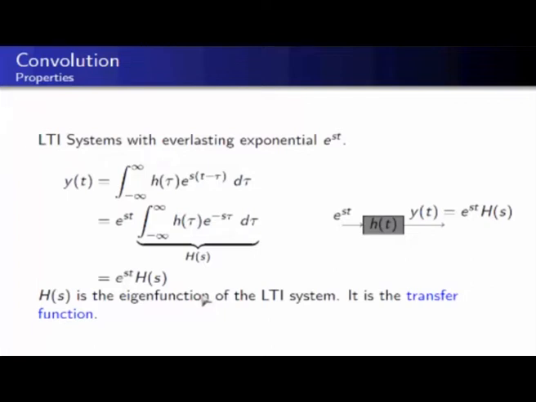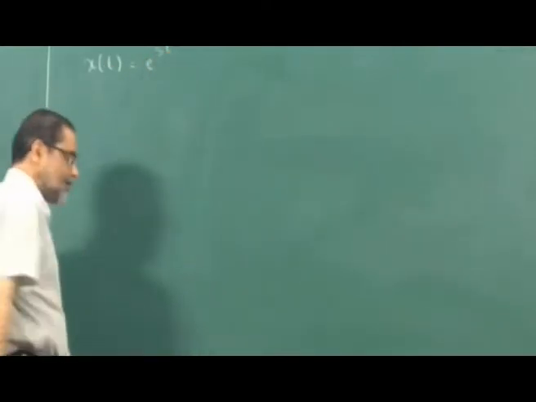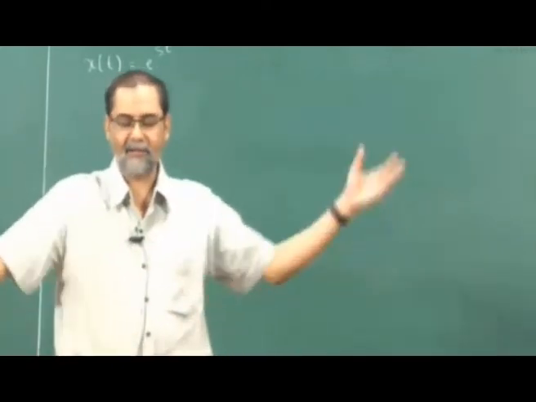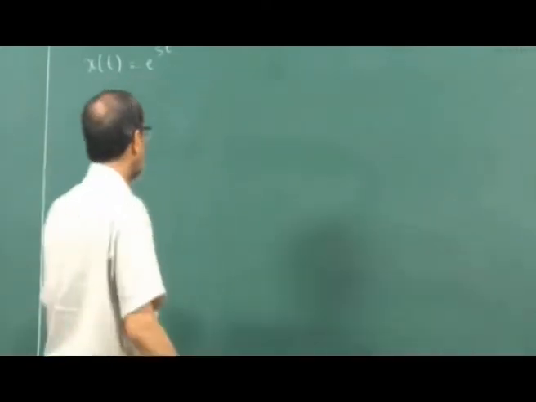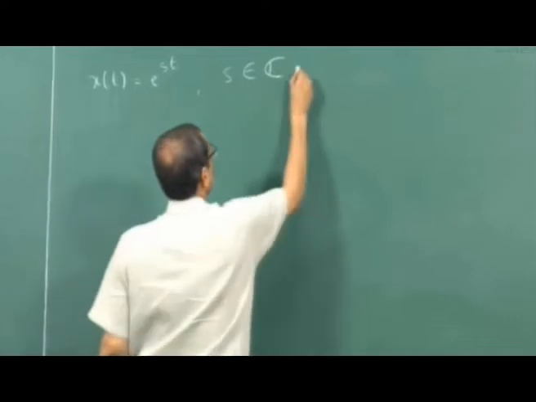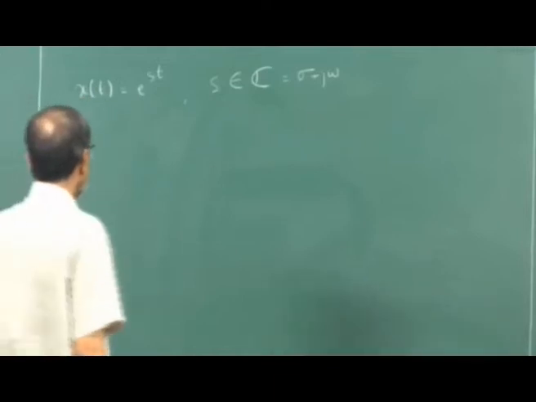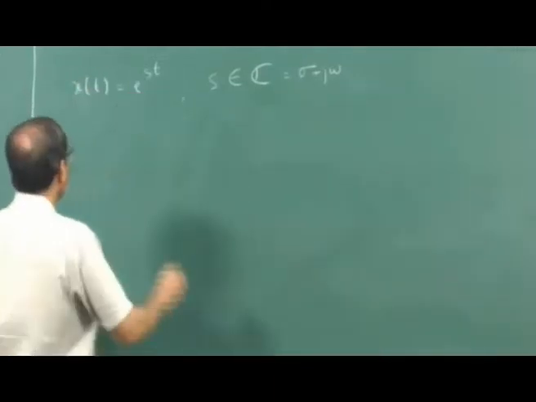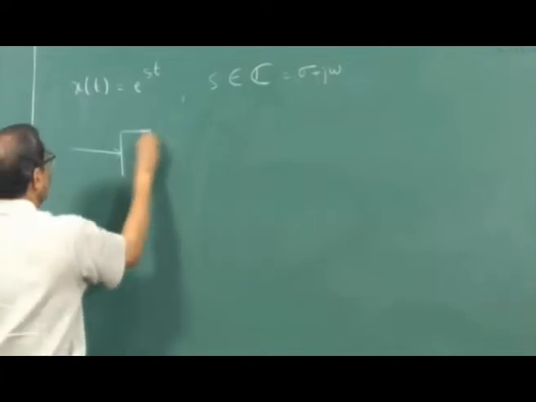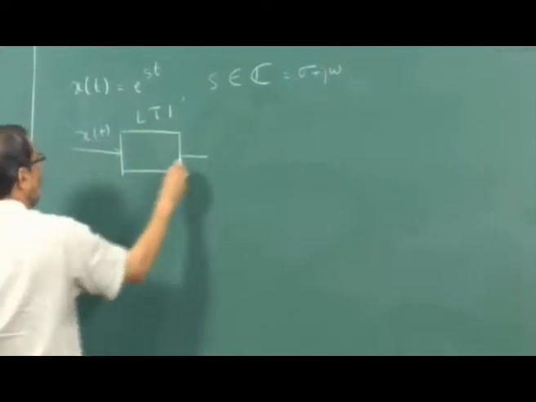So the idea is, if to an LTI system I input x of t equal to e raised to s into t, which is an everlasting complex exponential, where s is any complex number of the type sigma plus j omega, and t is the time from minus to plus infinity. If I feed this signal to an LTI system, my question is, what will be the output?